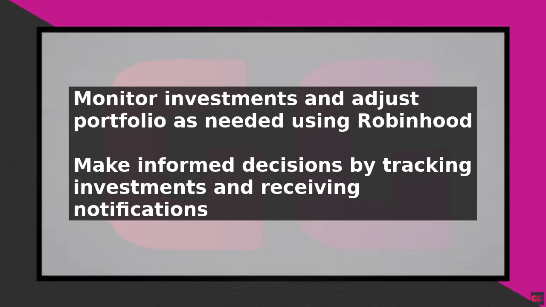You can use the Robinhood app to track your investments and receive notifications when certain events occur, such as when a stock reaches a certain price or when a company announces earnings. By following these steps and doing your research, you can make informed investment decisions and achieve your financial goals using Robinhood.